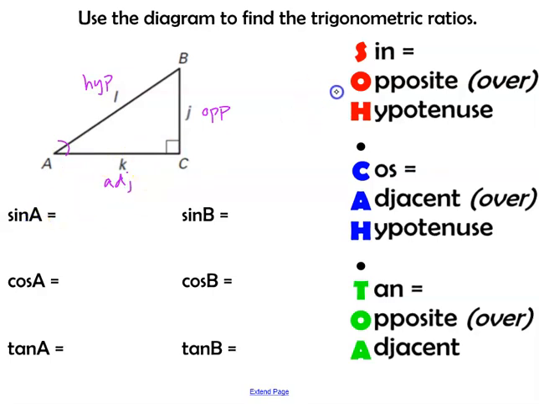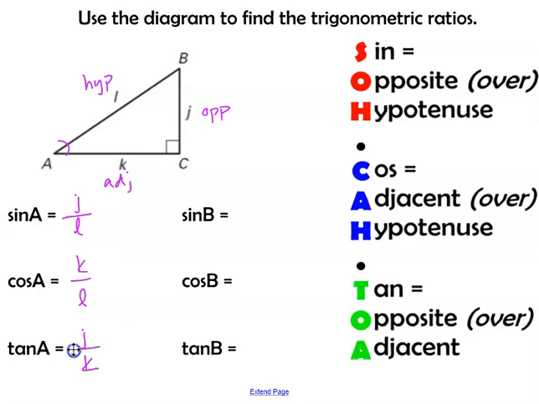So our sine, we need the opposite over the hypotenuse. So I'm going to put the opposite side, J, over the hypotenuse, which is L. The cosine of angle A is going to be the adjacent over the hypotenuse. So the adjacent side is K over our hypotenuse, L. And if I ask you to find the tangent of A, that's going to be the opposite side over the adjacent side. So our opposite is J, and then our adjacent side is K.